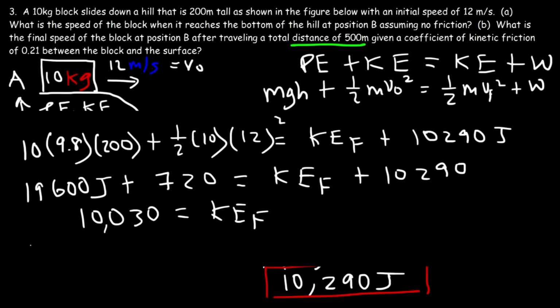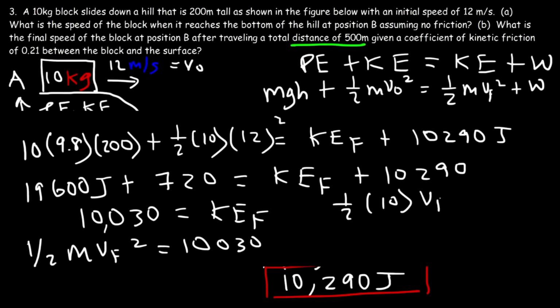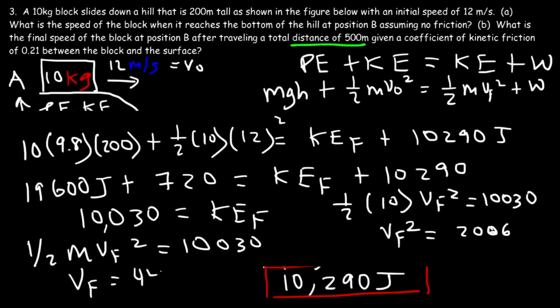So now let's set that equal to 1/2 m v final squared. So we have 1/2 times a mass of 10 times v final squared. Half of 10 is 5, and 10,030 divided by 5 is 2006. So the square of the final speed is 2006. Now let's take the square root of that number. So the final speed is going to be 44.8 meters per second, which was less than the final speed in part A.